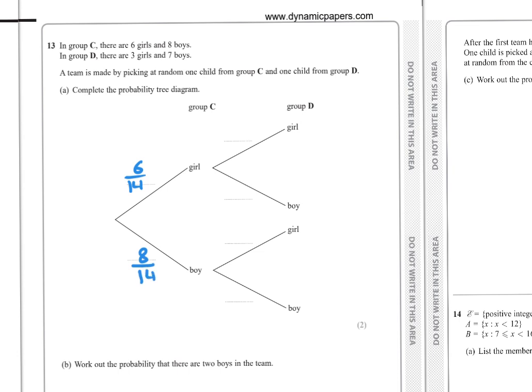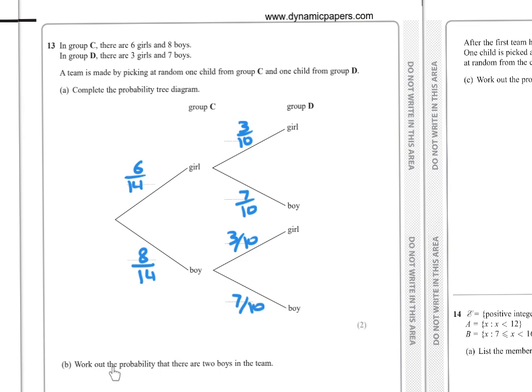Now, for group D, we have 3 girls and 7 boys, so we have 10 in all. So the probability for a girl in group D is the number of girls, which is 3, over the total number, which is 10, so 3 over 10. And the probability of a boy is the number of boys, which is 7 over 10. Same here, so 3 over 10 and 7 over 10.